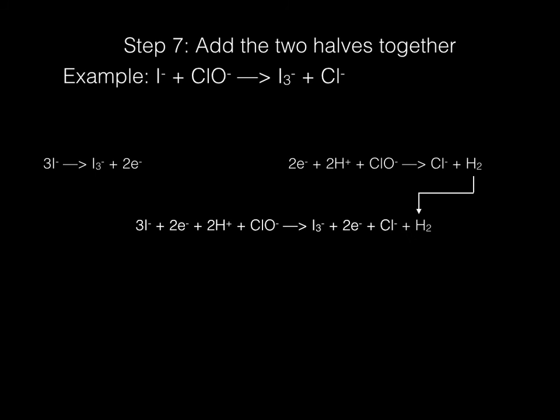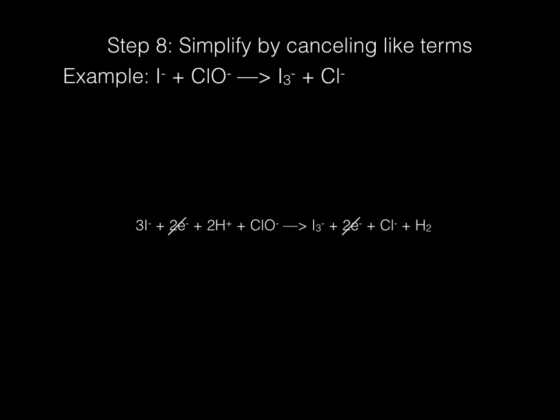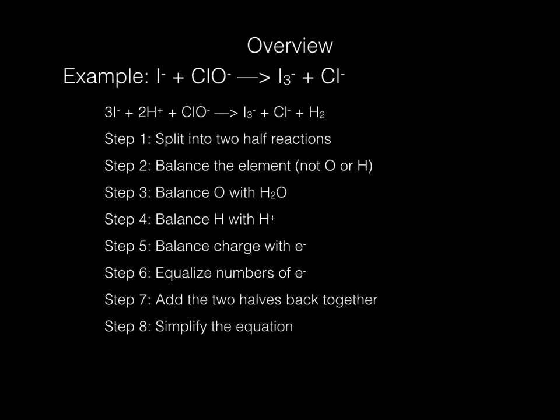Okay, so this is our net reaction. Now we want to look for common terms that can cancel. 2 electrons are on each side, so we can cancel those. And we got the overall answer here. Here's an overview of the process.